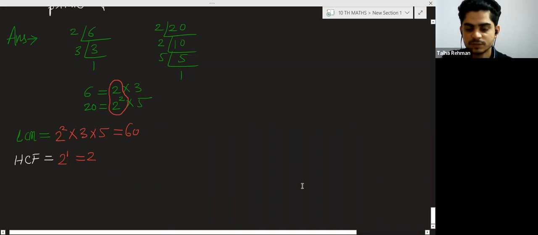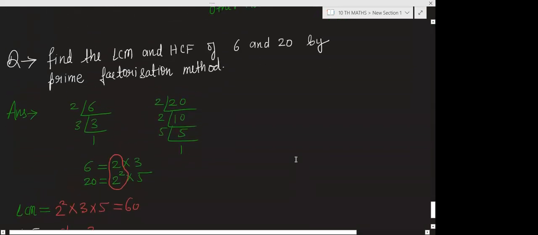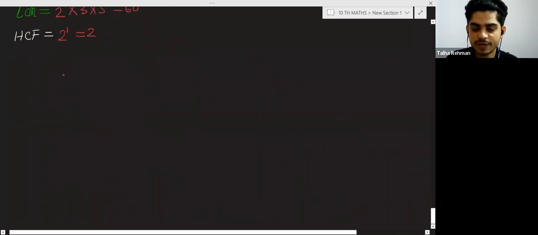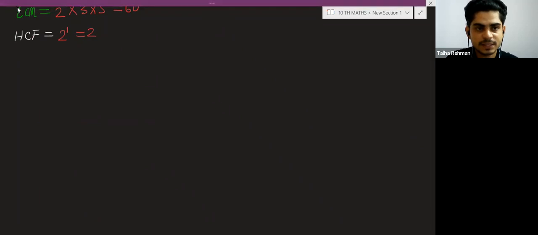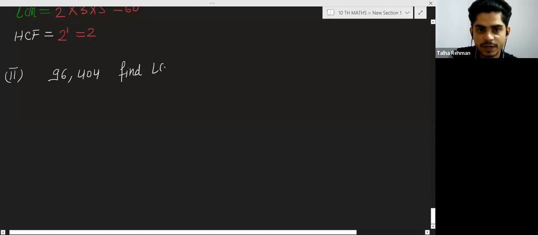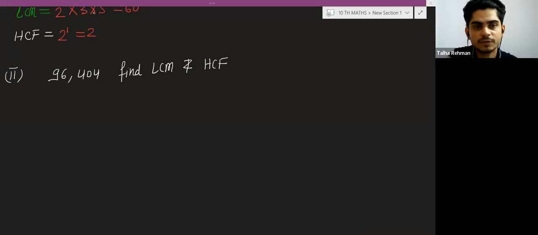So the second question is, in this question also we have to find the LCM and HCF. This is the second question. And the question is, we have to find the LCM and HCF of 96 and 404. Find the LCM and HCF of the given numbers.